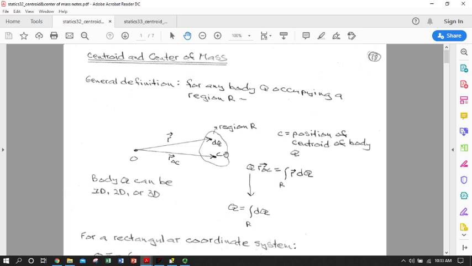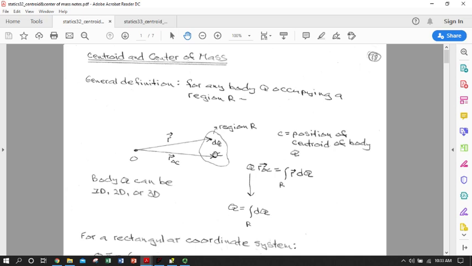Okay, so this is a body Q, and it's a blob. It's hanging out there, and it's occupying a region R. So the region is defining the boundary, a spatial boundary. Now Q can be a line, it can be 1D, it could be an area, so the boundary would be a circumference, or it could be a volume. So the regional boundary R would be a surface. Okay? And there's some point somewhere in this body Q within this region R that is the centroid.